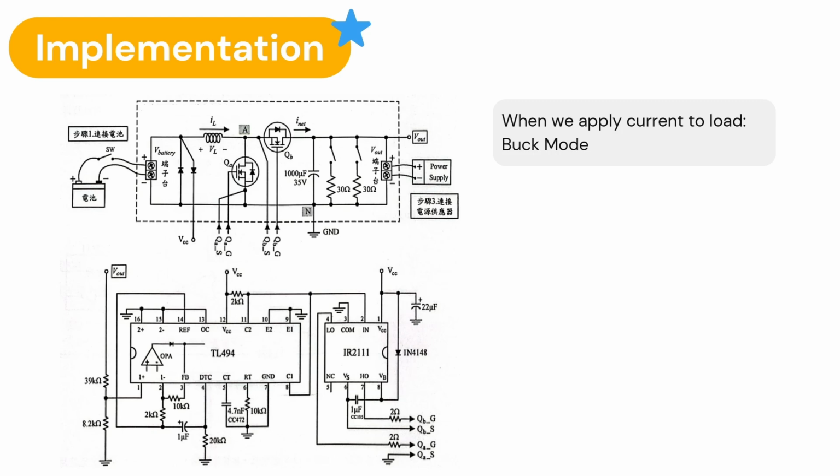The IR2111 gate driver provides complementary high side and low side gate signals, enabling efficient bidirectional power conversion while minimizing the conduction loss compared with diode-based implementations. The resulting switching node voltage and the inductor voltage are inherently complementary, explaining the waveforms observed in the experiment.